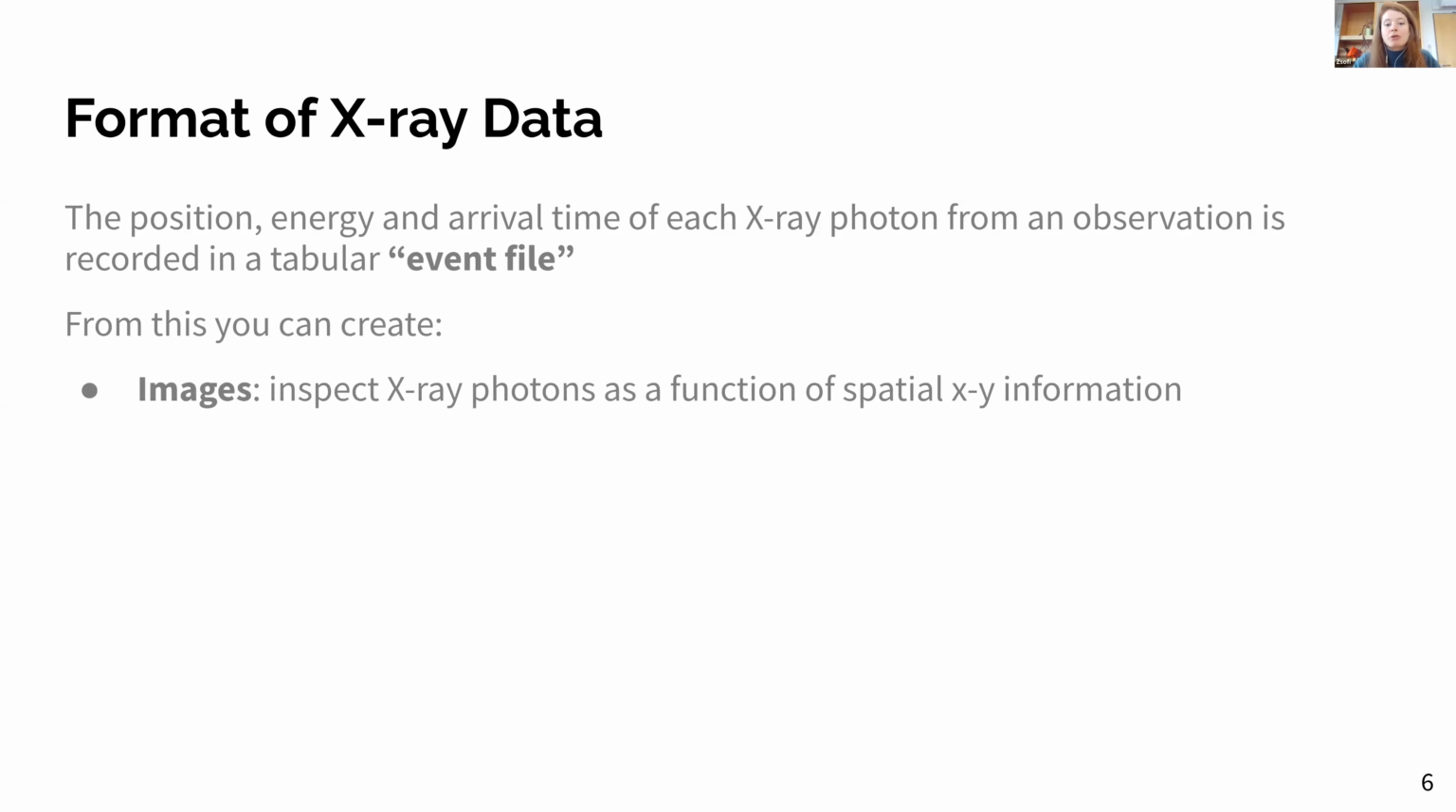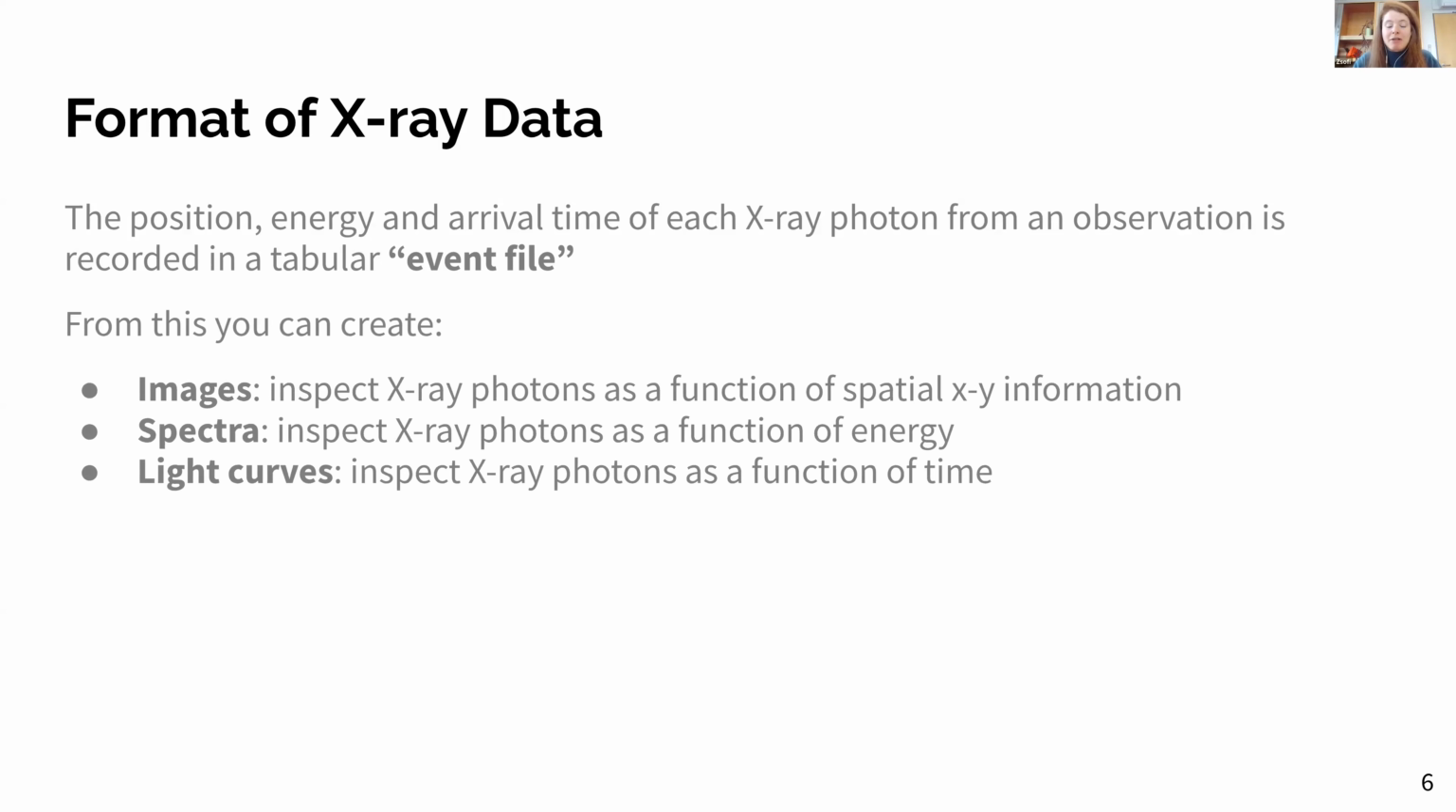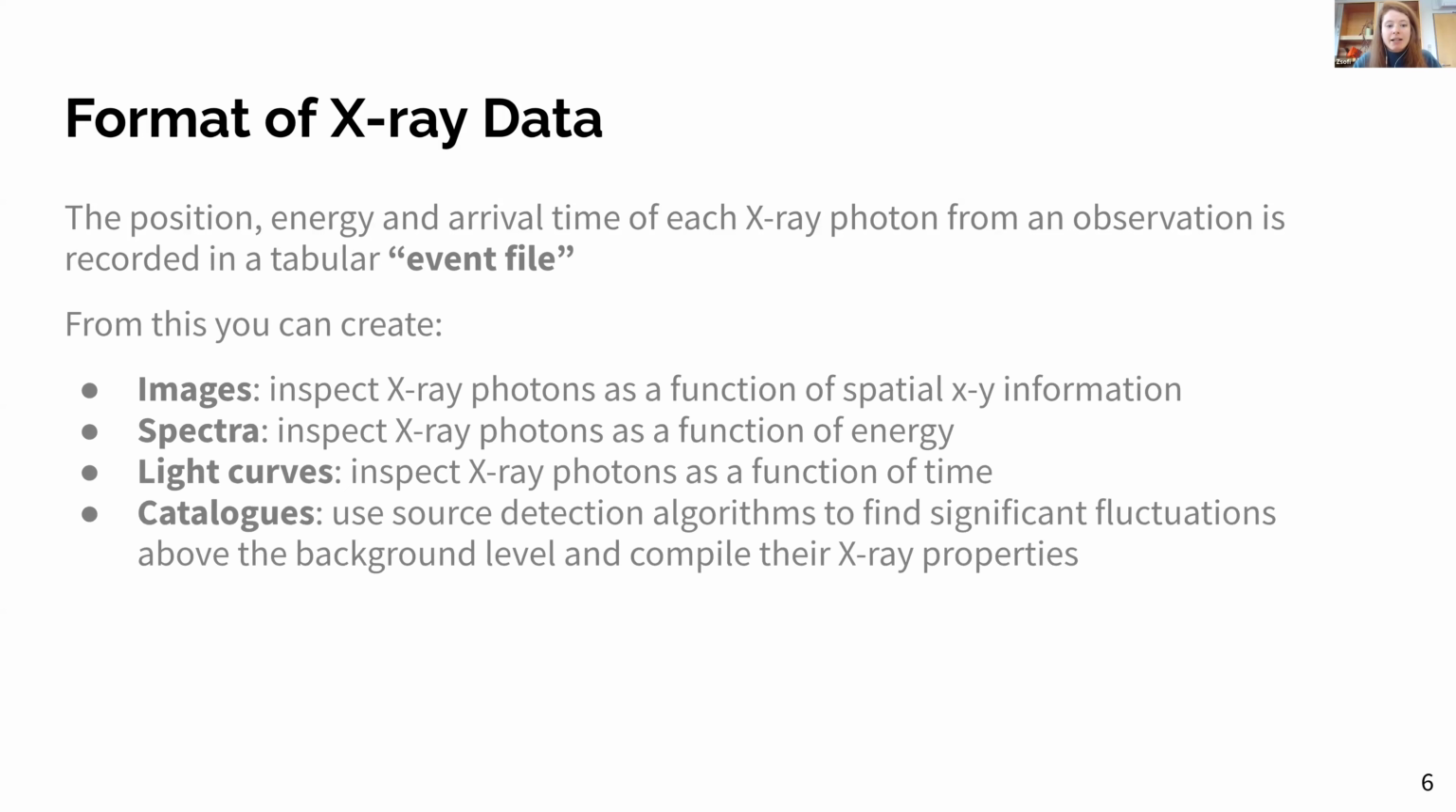So we can look at the X-ray photons as a function of their spatial XY information. Spectra, we can look at them as a function of their energy. Light curves, we can look at them as a function of time. And catalogs, so we can use source detection algorithms to find these significant fluctuations above the background level and then compile their X-ray properties. And then furthermore, look at their multi-wavelength properties and so on.